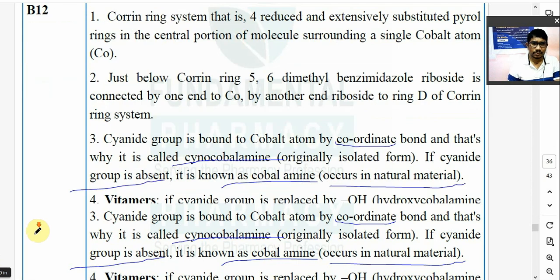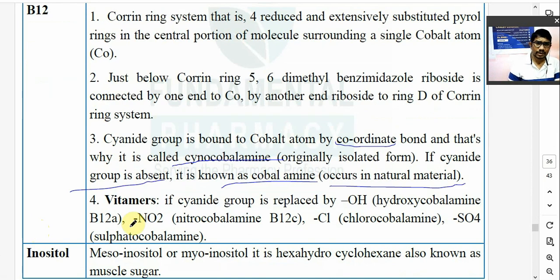Okay. Next आता है आपका vitamers. Vitamers मतलब क्या है? Vitamers of B12. If cyanide group is replaced by OH group, it will become hydroxycobalamine. अगर नाइट्रो से replace किया तो नाइट्रोकोबालामाइन बनेगा. हाइड्रोक्सीकोबालामाइन को बोलते हैं विटामिन B12A. तो इसके ऊपर भी क्वेश्चन आ चुका है.